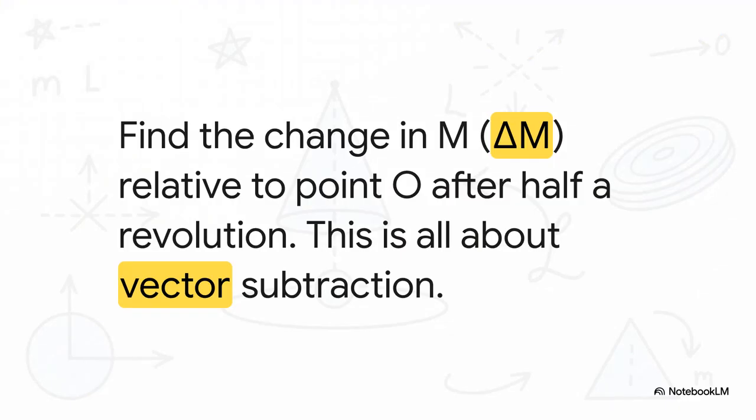Now, wait a second, you might be thinking, didn't we just prove that M is not constant about point O? And you're right, we did. But just because it's changing doesn't mean we can't calculate how much it changes. Our mission is to find that change, delta M. And that's just the final angular momentum vector minus the initial one.